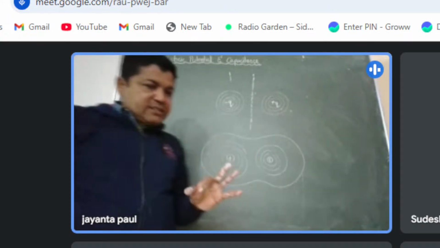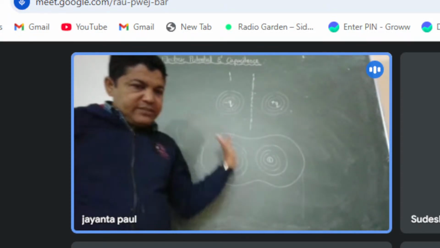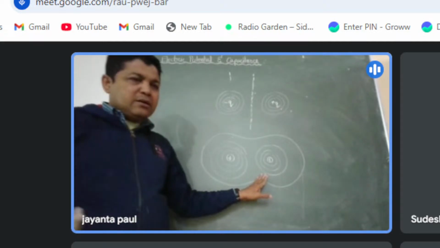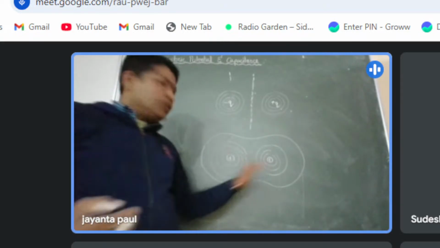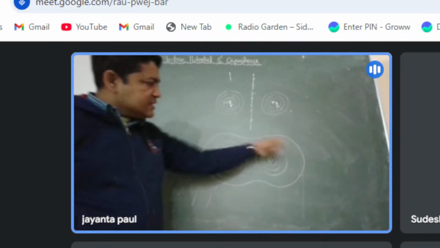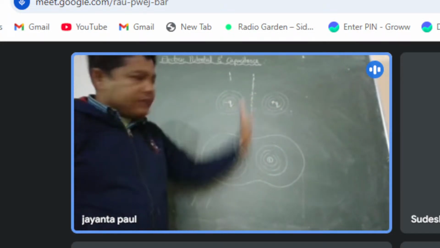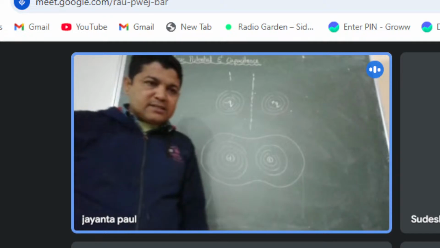So point charge, charges at infinity, and two equal, or not necessarily equal, for two similar charges this is the shape of the equipotential surface, and for a dipole this is the shape of the equipotential surface. ये थोड़ा practice कर लेना.